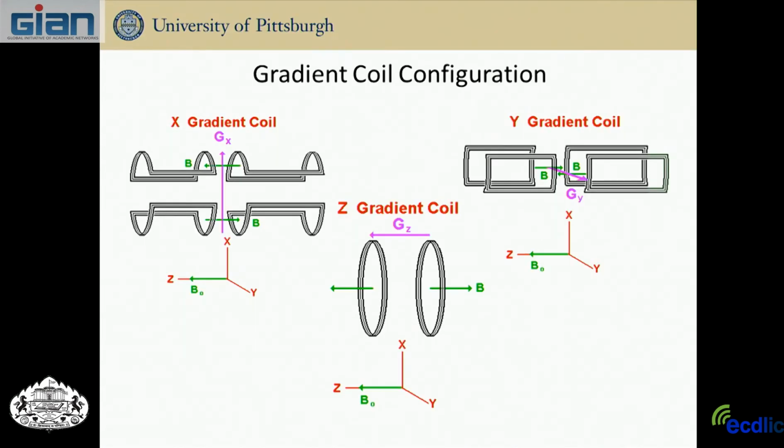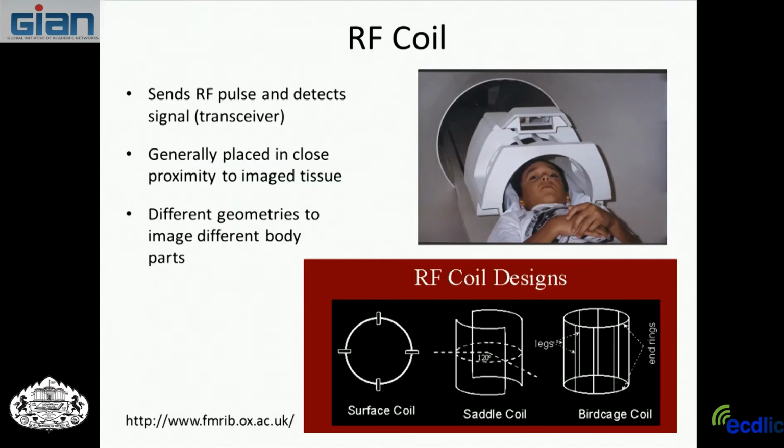Okay, so this just shows a bit about the gradient coil configuration, the X, the Y, and the Z gradient coils to control, again, our spatial information as we measure these. Okay, the RF coil. The RF coil is pretty important for sending the pulses to flip our protons and for detecting the signal. So this is called a transceiver.